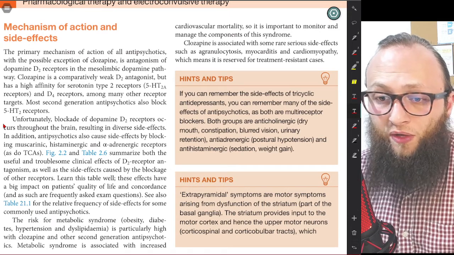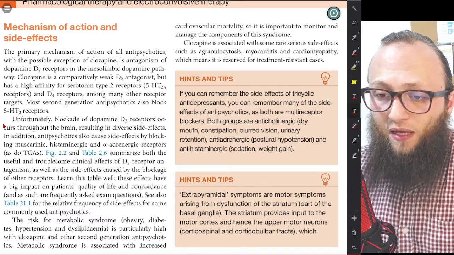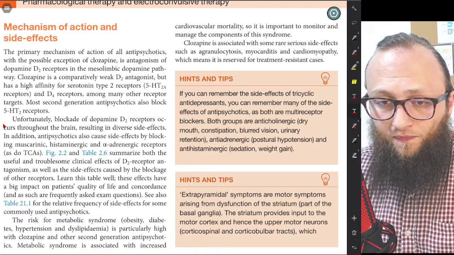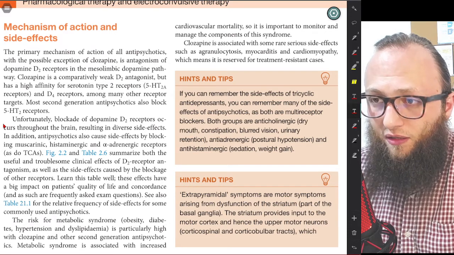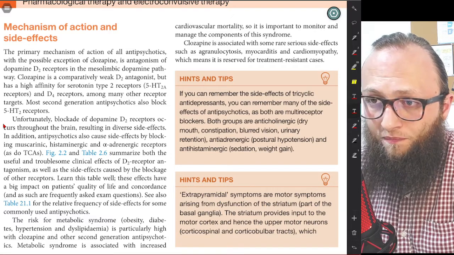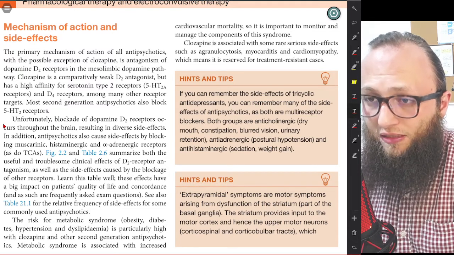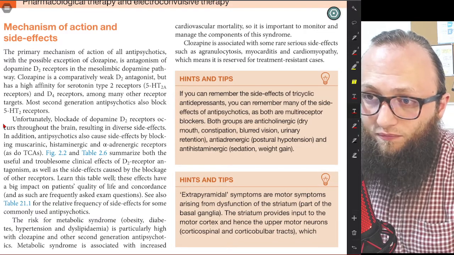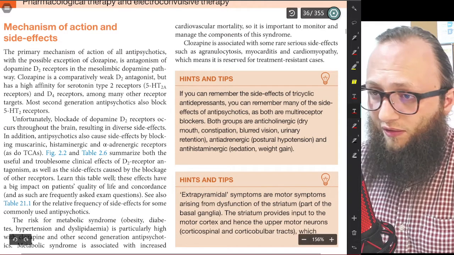Anyways, the risk for metabolic syndrome, obesity, diabetes, hypertension, and dyslipidemia is particularly high with clozapine and other second-generation antipsychotics. Metabolic syndrome is associated with increased cardiovascular mortality. So it's important to monitor and manage the components of this syndrome. Clozapine is associated with some rare serious side effects such as agranulocytosis, myocarditis, and cardiomyopathy, which means it is reserved for treatment-resistant cases.